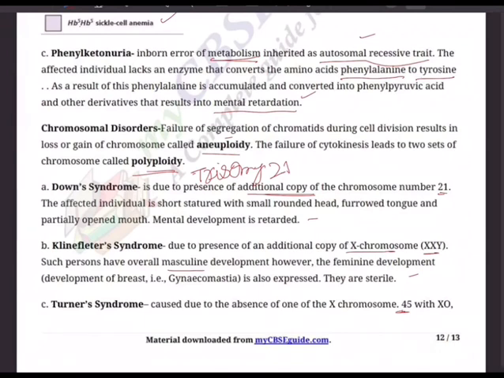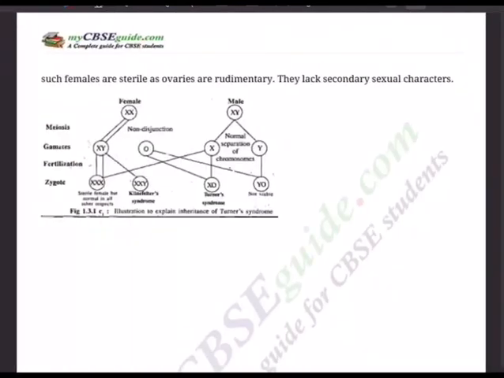In Turner's syndrome, the female has retarded sexual development, is usually sterile, with short stature, webbing of skin in the neck region, cardiovascular abnormalities, and hearing impairment. All these are the symptoms of Turner's syndrome. Such females are sterile. So these are the various diseases that we talk of, and one more is there, called Edwards syndrome.